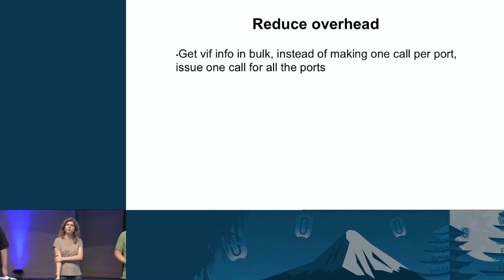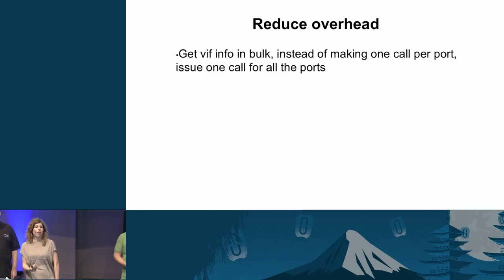To reduce the overhead specifically in the communication with Open vSwitch, the OVS agent was issuing a call for every interface to get the details from OVSDB. What we did is, instead of issuing one call per device, have a bulk call to reduce, again, the overhead.